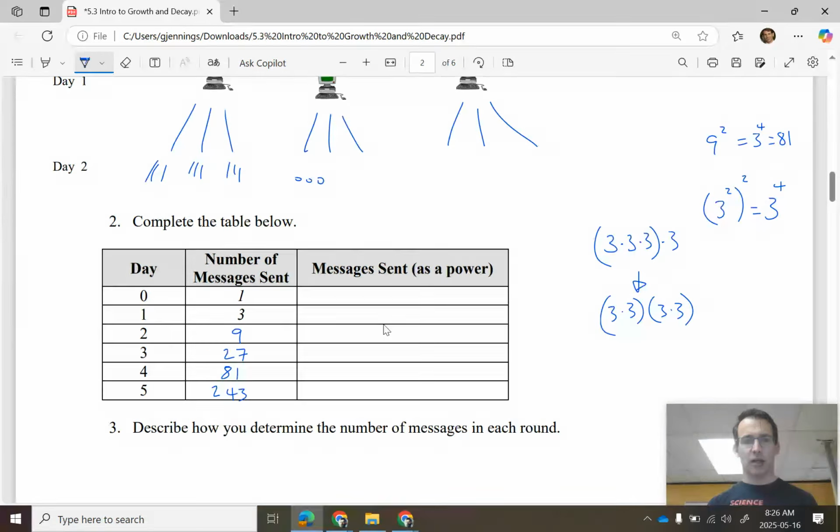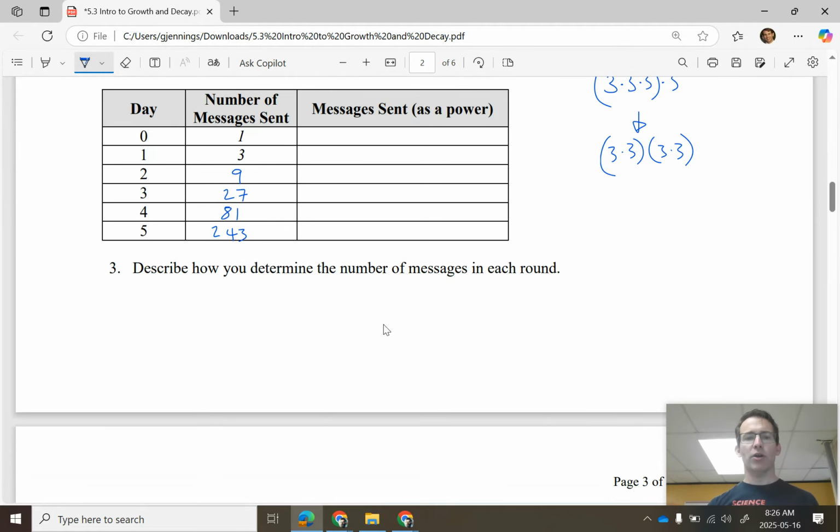Beautiful. Okay, so here we could write this as, how are you determining the number of messages in each round? Like, what are you doing? Just taking your number and changing it by 3. We just multiply by another 3 each time.